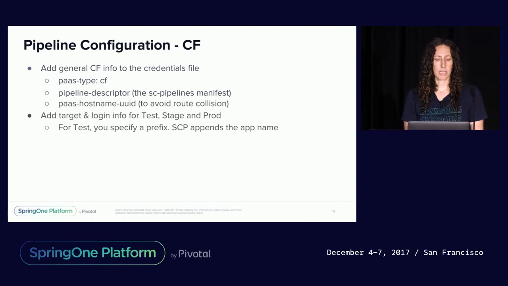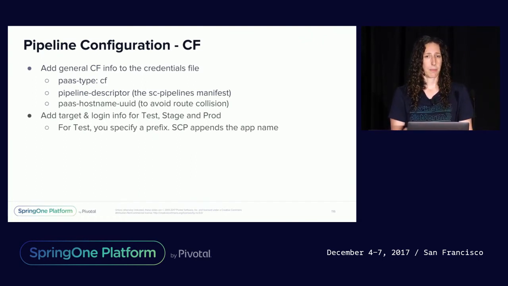And it gives us the opportunity to give a hostname UUID, which is really useful for deployment targets like PWS, where you might be competing for hostnames. So you can put a UUID, and that'll generate a unique bit to your hostnames. You add the target and login information for each of your environments, so they can be 3 different foundations, 3 different orgs, or 3 different users, or all the same, it doesn't matter.